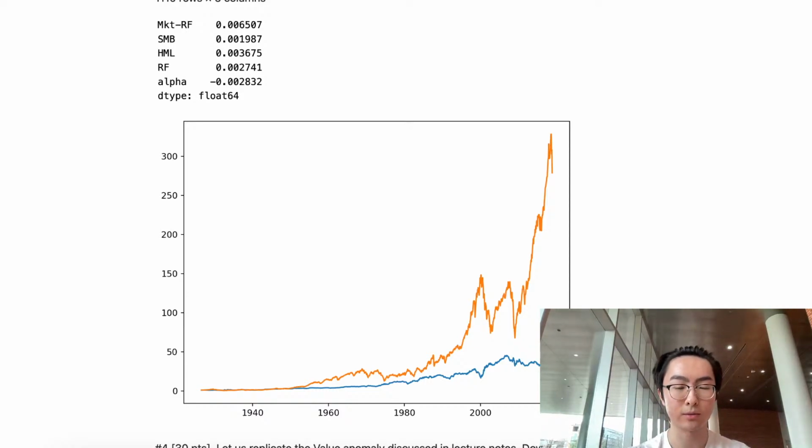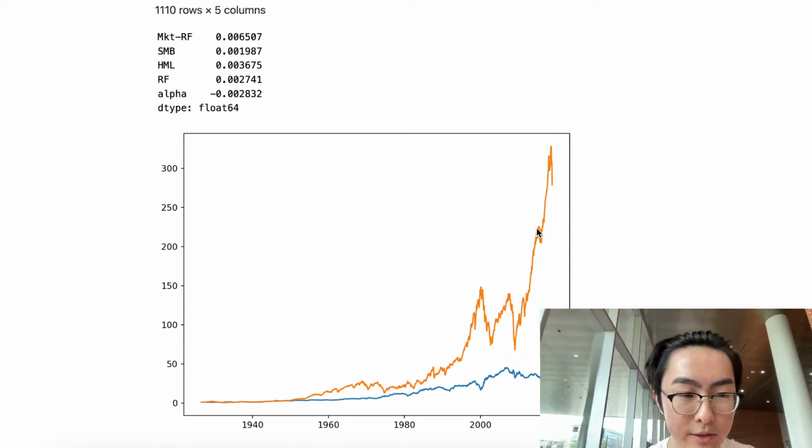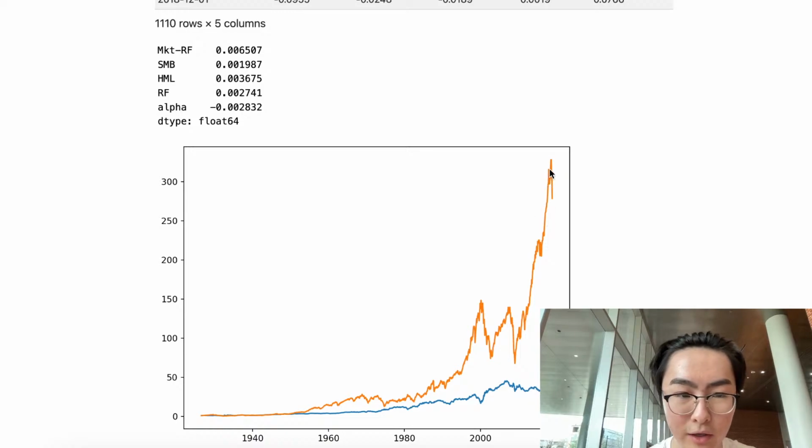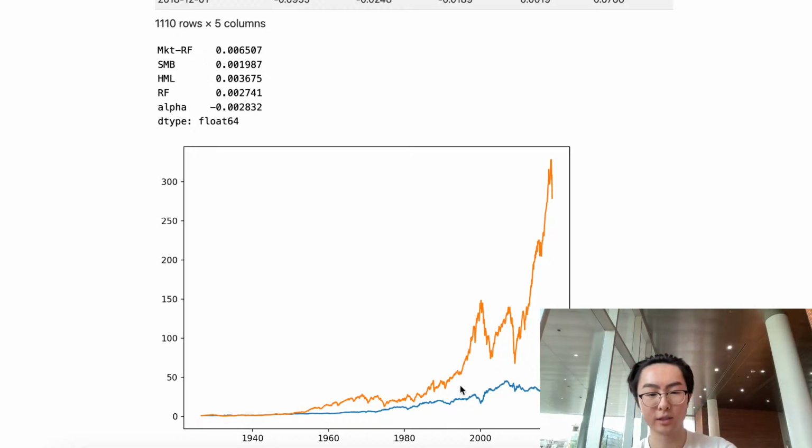Okay, so in this graph, the orange represents the cumulative returns of the market. The blue represents the cumulative returns of the HML factor. As you can see, there's not too much of a big difference, but I feel like comparing these two might not make the most sense in the aggregate, because this is return on the market, and here you're subtracting returns.